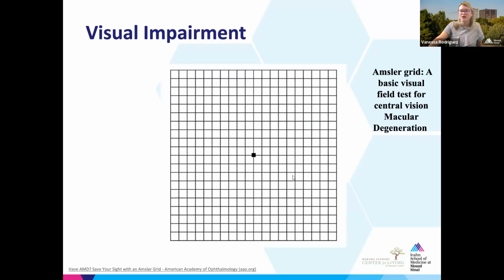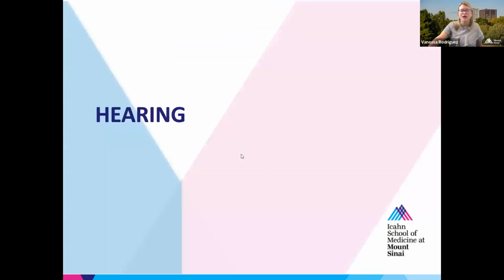And this is the Amsler grid, which is a basic field test that you can use for central vision and macular degeneration. But again, a lot of these patients have more serious conditions, and you may want to just connect them with an ophthalmologist properly.